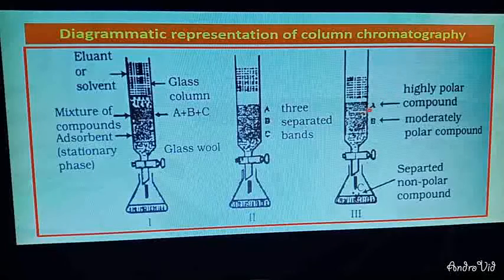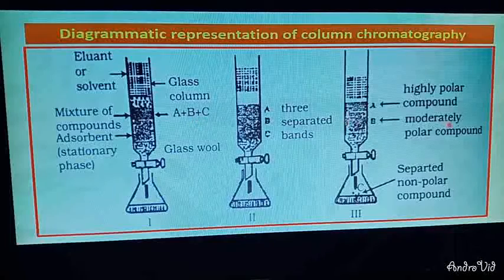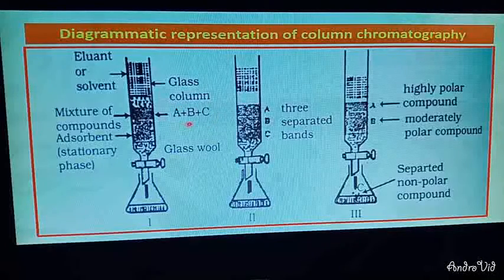So A has higher interaction with the stationary phase, that's why the position of A is on the top. It is a highly polar compound, as you have already seen in the slide, and B is a moderately polar compound. So in this way, based on the polarity of the three samples A, B, C, they will produce three separated bands, and you can collect each band after some time. Okay, so in this way you will be able to separate A, B, C by using this excellent chromatographic technique, the column chromatographic technique.